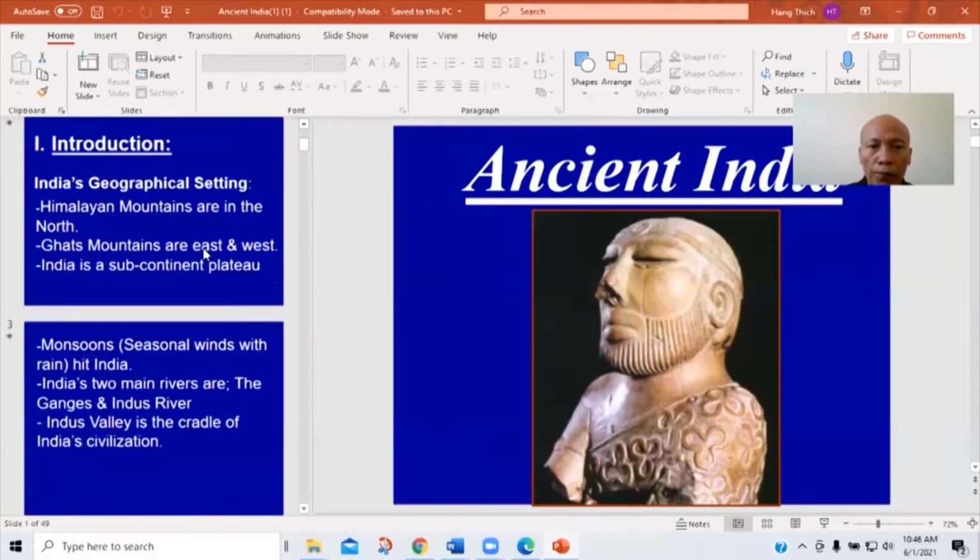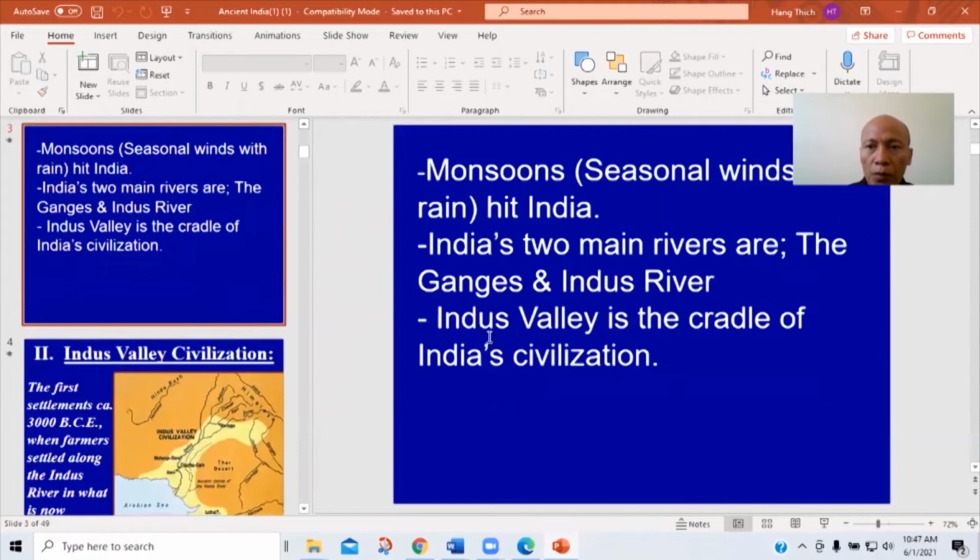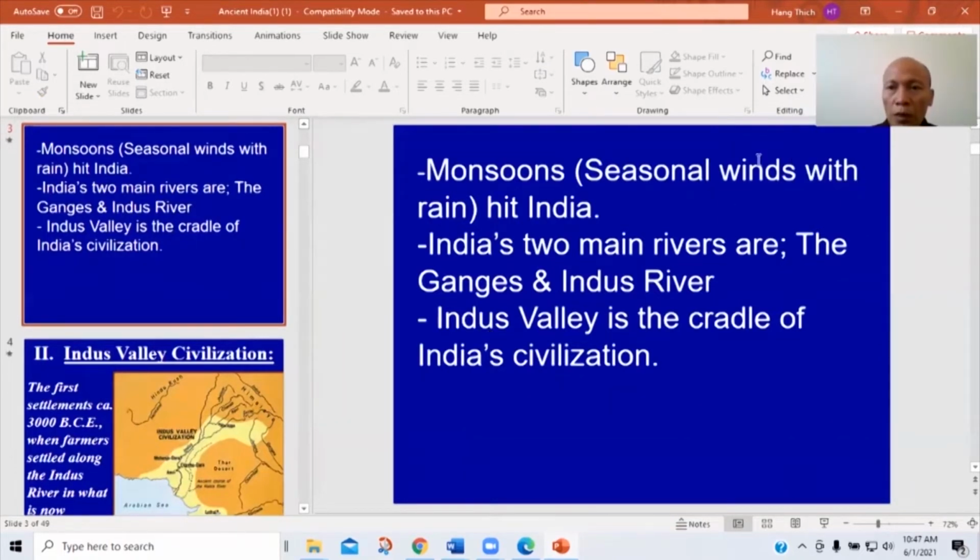So India's geographical setting: the Himalayan mountains are in the north, and the Ghats mountains are in the east and west. India is a subcontinent plateau. Monsoon, seasonal rains, hit India.